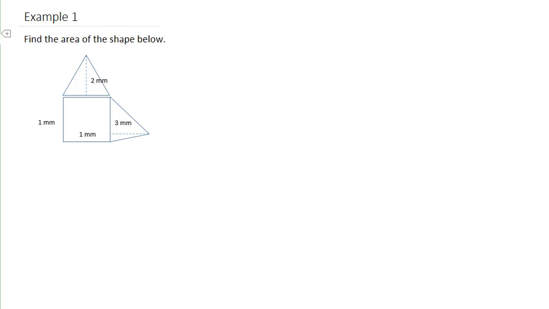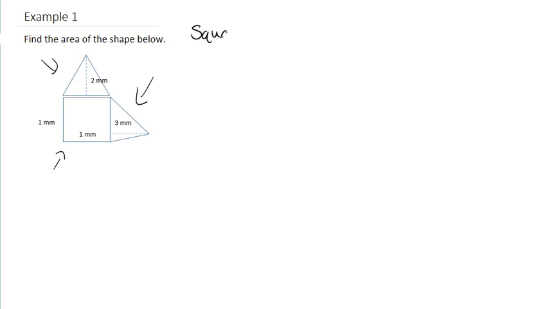Find the area of the shape below. So you can see that we have 3 different shapes that we can separate this into. We have our top triangle, our bottom right triangle, and then our square. So let's go ahead and start calculating this all out of each one.